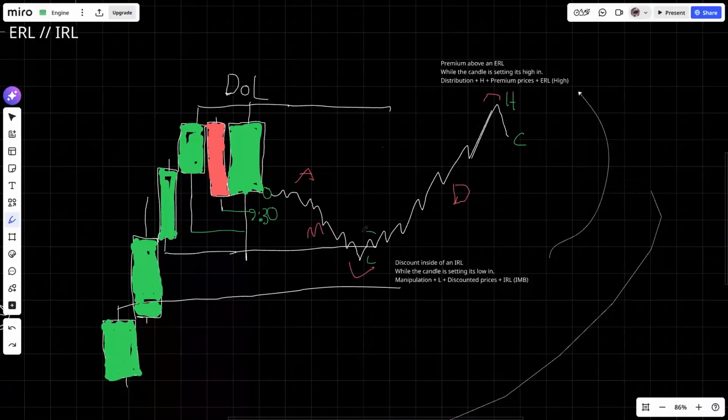When we go into here, we are discounted inside of an IRL while the candle is setting in its low. Manipulation, open, low into manipulation, discounted prices inside of an imbalance, which is a higher time frame fair value gap in this case, meaning the market has reached the first objective.